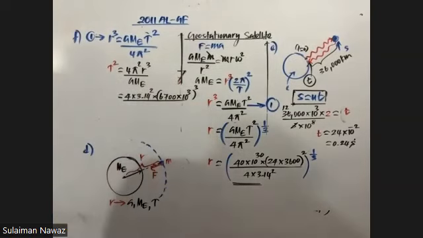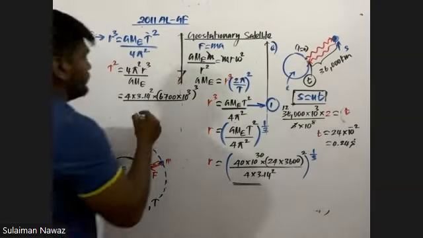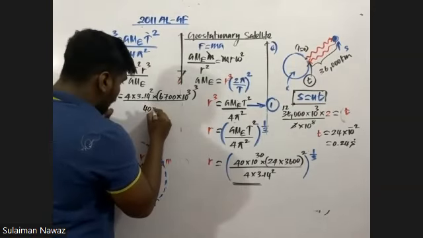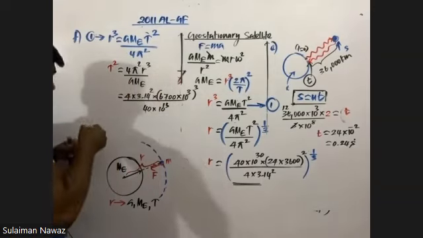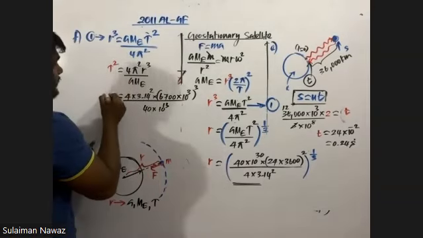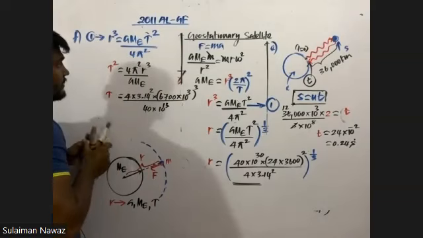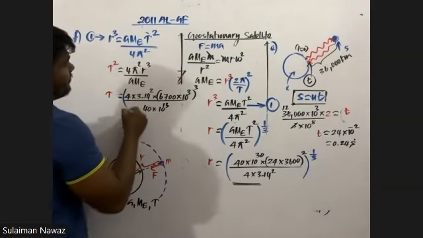In the previous question they gave 4.0 × 10^13. Simplify this. Now, when you take the square root, time period T equals the whole thing to the power half.